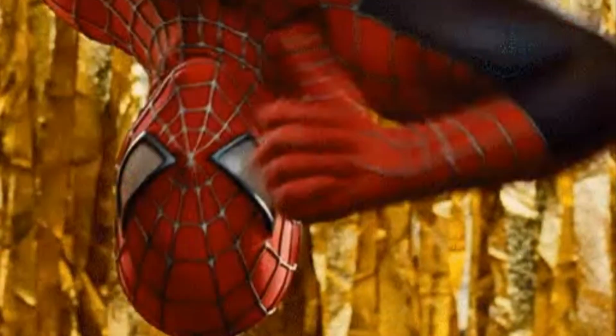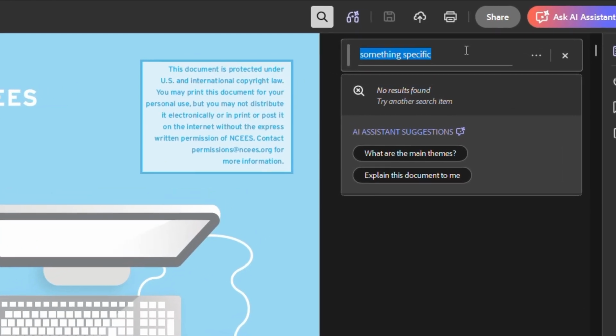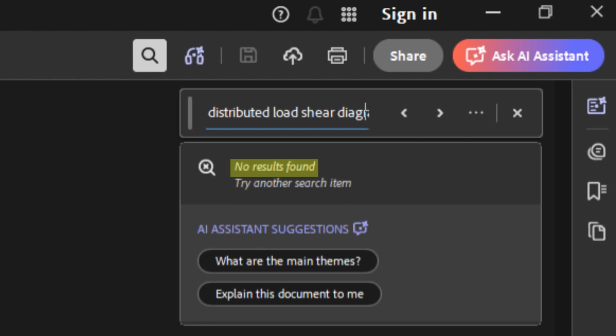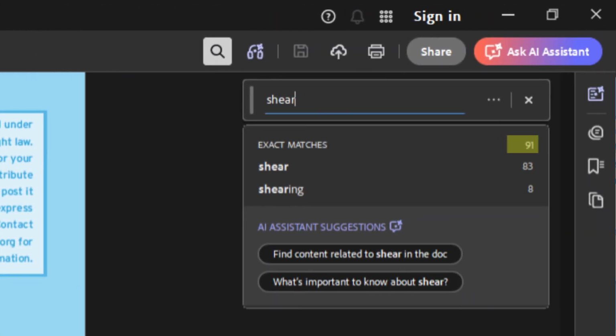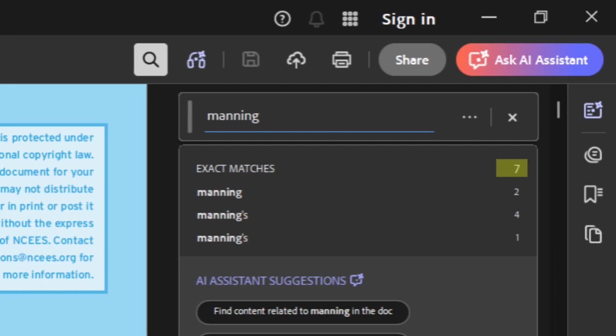But with great power comes great responsibility. You can't just search anything specific because the exact phrasing may appear differently in the PDF. For example, instead of searching distributed load shear diagram, search shear. Instead of effective stress equation, search stress. Or instead of Manning formula, search Manning. This saves time and prevents no results found mistakes.